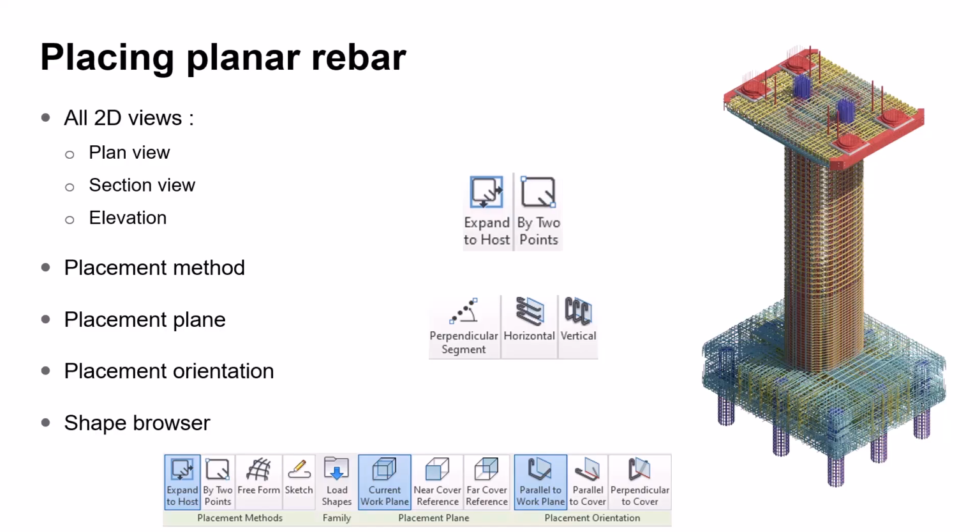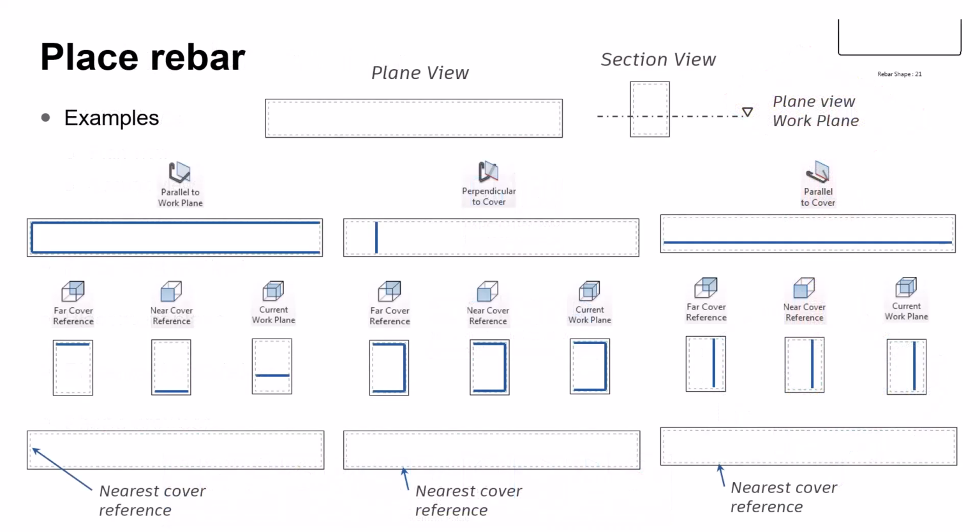Placing planar bar in Revit is straightforward and works from any 2D view, so plan, section, or elevation. You can choose the placement method, define the plane where the rebar lies, and set its orientation relative to the host. The shape browser lets you pick the right bar type instantly, so these options make it easy to place reinforcement exactly where needed, keeping it aligned with design intent and cover requirements as well. And yeah, this is just an example showing how placement references control exactly where the rebar sits.